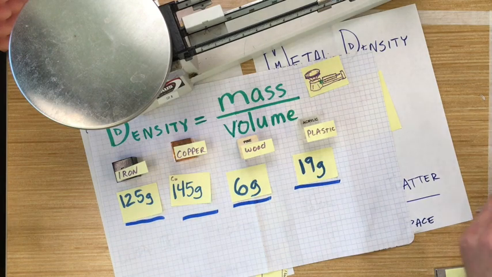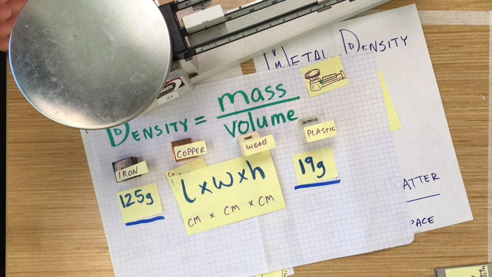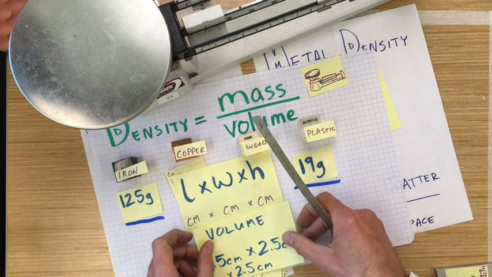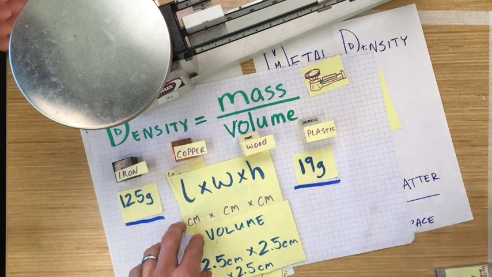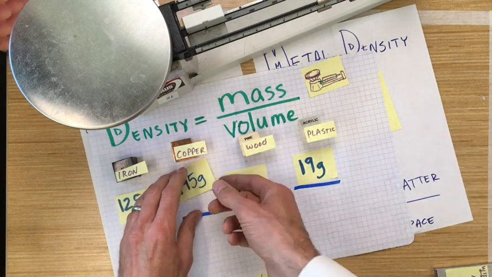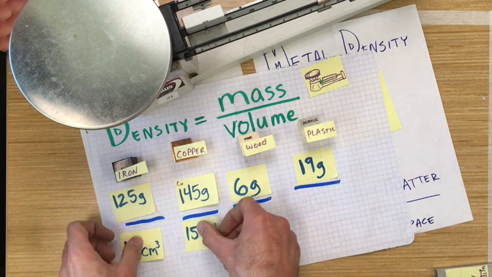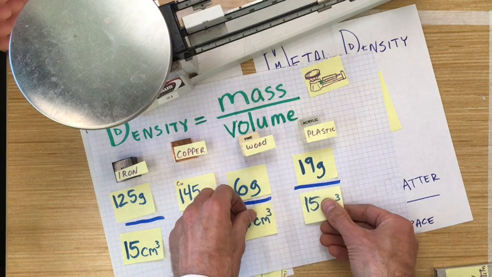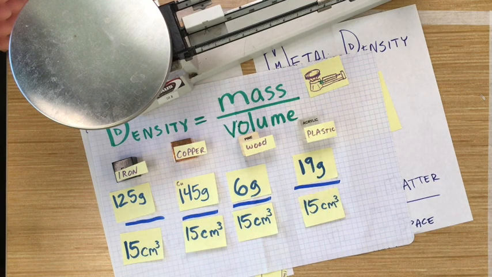So when you take the length times the width times the height of these cubes, you're doing 2.5 centimeters times 2.5 centimeters times 2.5 centimeters. And that gives us a total volume of about 15.5 cubic centimeters. I rounded it down to 15 just to keep things simple. And so all of these have the same volume, just different masses. So we ask ourselves, are these in the right order? Which one is actually the most dense out of all of these?